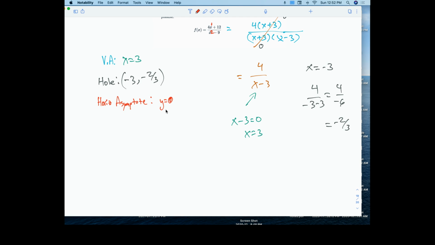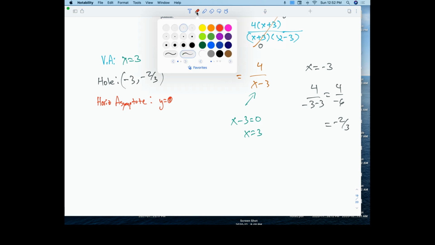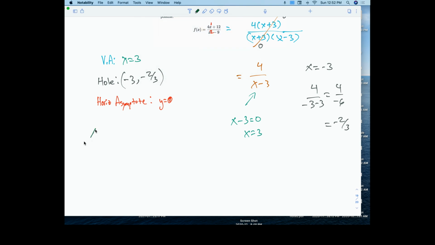Okay, so we got the horizontal asymptote. Now we just need the x-intercept. The x-intercept is when y equals 0. So if y equals 0, remember we're playing with what's left over. Well, there is none. Because if you look right here, you're basically saying 0 equals 4, so there's none.